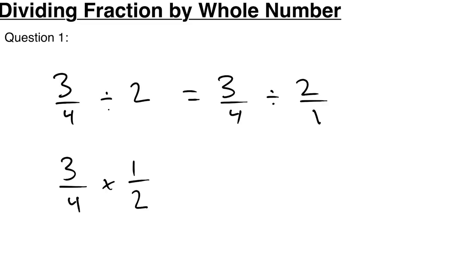And now that we have this, we can simply multiply the numerators together and the denominators together. So 3 times 1 is going to be equal to 3, and then 4 times 2 is going to be equal to 8. And so our final answer here is going to be 3 over 8.